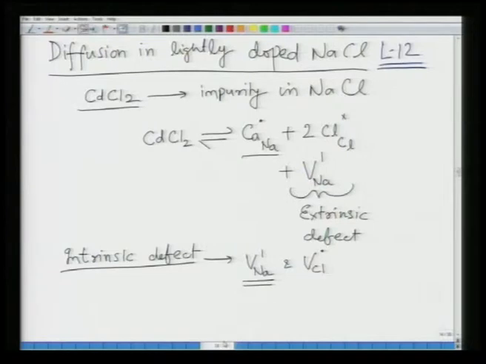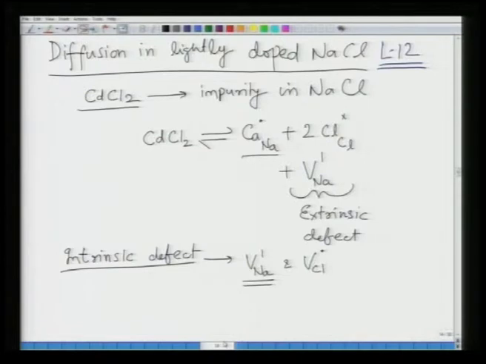In this lecture we discussed the case of diffusion in a lightly doped NaCl. This was done to differentiate between intrinsic diffusion and extrinsic diffusion. As you know, sodium chloride is a material which predominantly has Schottky defects in the pure state, which means it has sodium and chlorine vacancies, and sodium vacancies, being more mobile, are the defects which diffuse. At the same time, sodium chloride in most practical applications tends to contain some impurities like cadmium chloride, and these impurities give rise to again sodium vacancies.